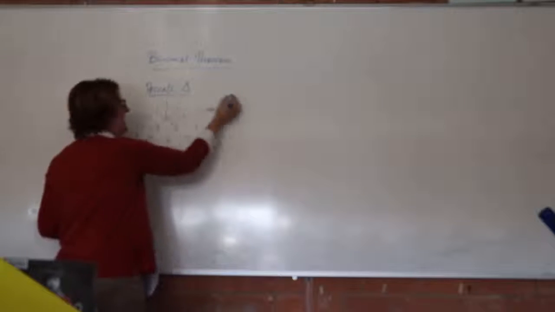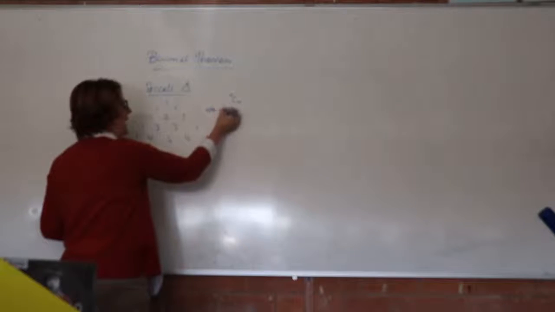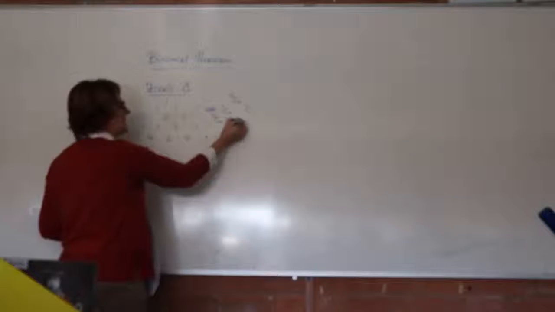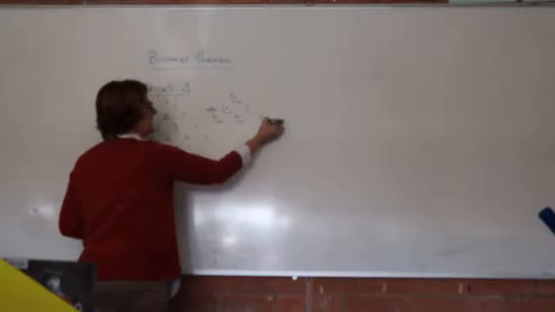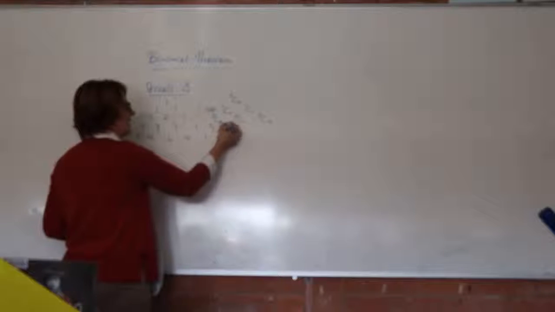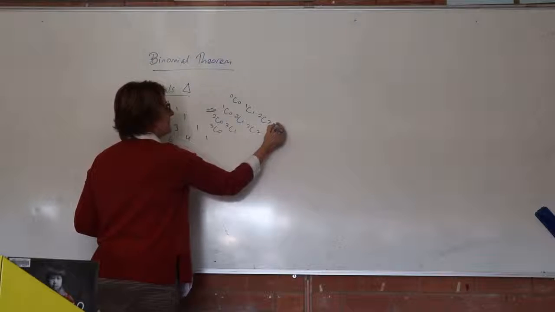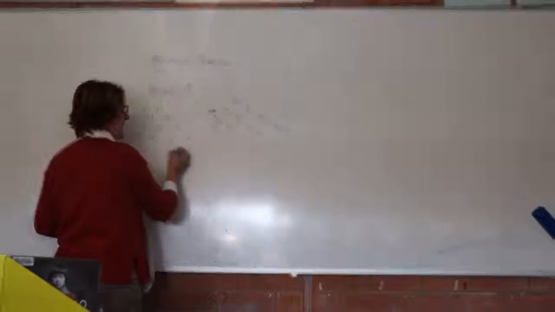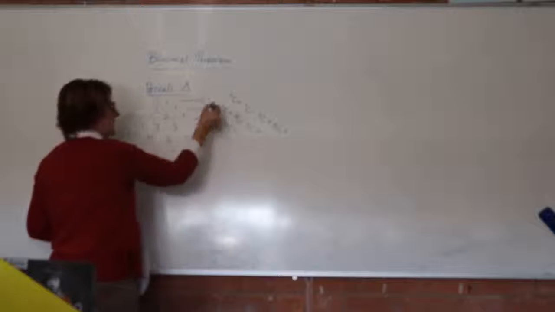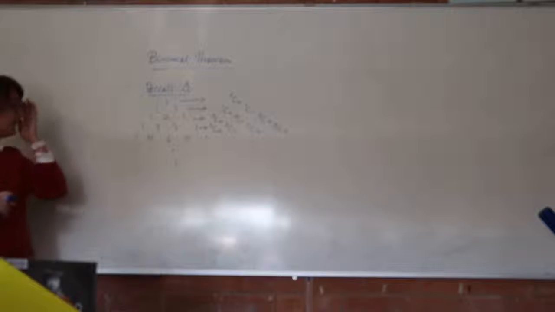But first of all, what is that term? 0C0, and then we have 1C0, 1C1, and then we have 2C0, 2C1, 2C2. And I'm running out of room, but 3C0, 3C1, 3C2, etc. So I've got one more line in this one than I do in that one there. So that was a quicker way of working out the coefficients.